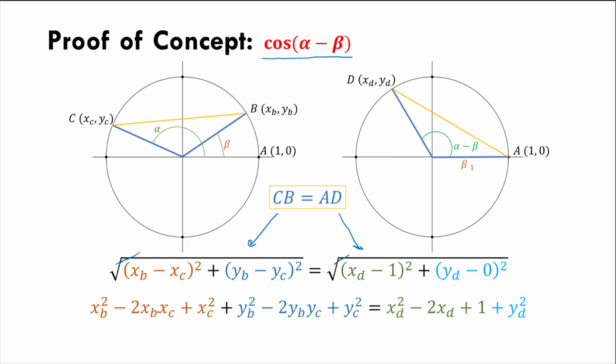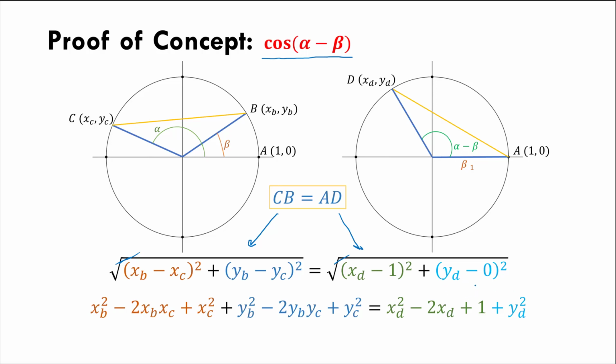Each of these binomials. I can see my orange binomial here is going to expand into xb squared minus 2xbxc plus xc squared. And I've got similar expansions for my yb and yc terms, and similar expansions for xd and 1. And then yd minus 0 is a little bit easier. That's just going to simplify to yd squared.